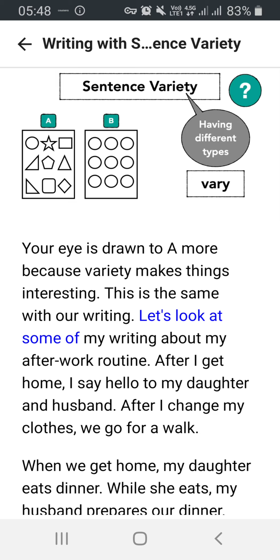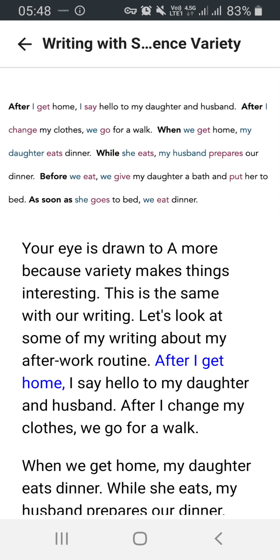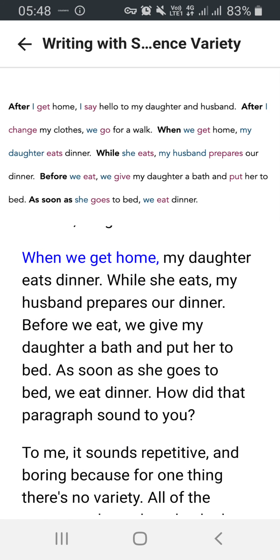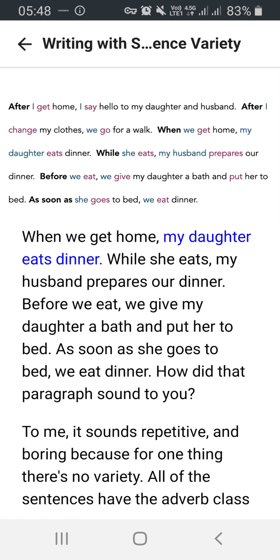Let's look at some of my writing about my after work routine. After I get home, I say hello to my daughter and husband. After I change my clothes, we go for a walk. When we get home, my daughter eats dinner. While she eats, my husband prepares our dinner. Before we eat, we give my daughter a bath and put her to bed. As soon as she goes to bed, we eat dinner.